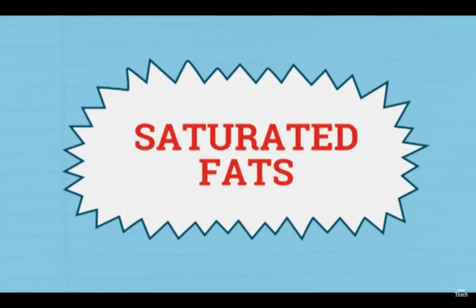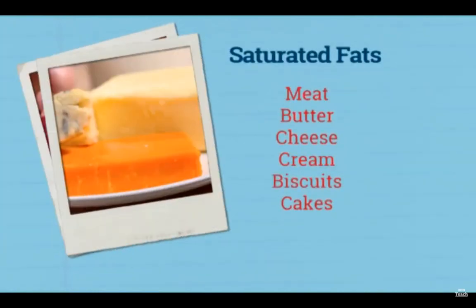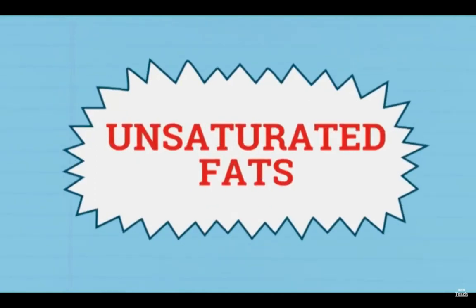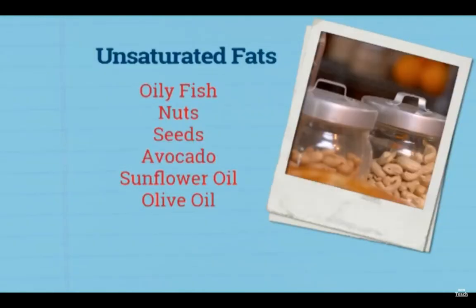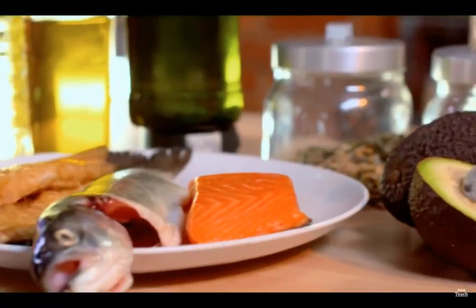There are two main kinds of fats. Saturated fats are found in foods like meat, butter, cheese, cream, biscuits, and cakes. Naughty but nice. Unsaturated fats are found in foods such as oily fish, nuts, seeds, and avocados. Still nice and not so naughty, as they help reduce cholesterol and heart disease.